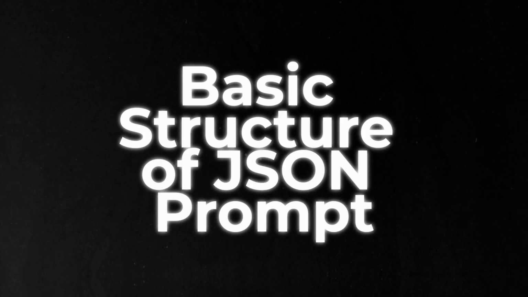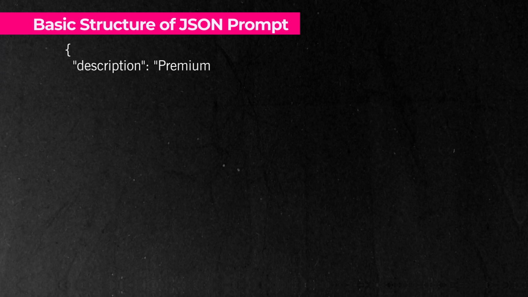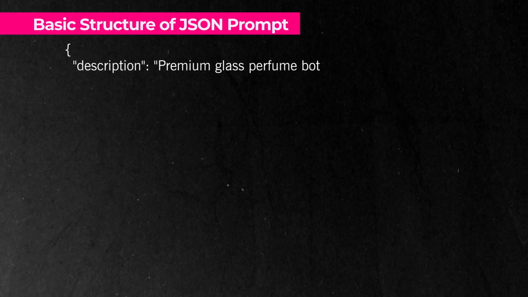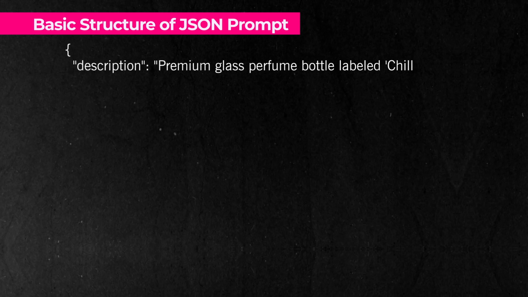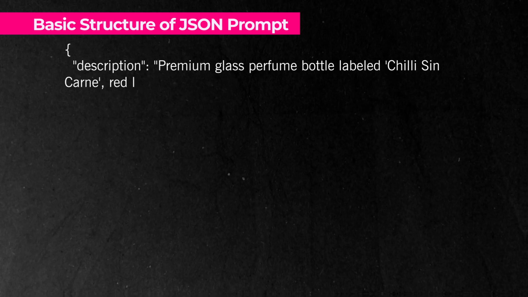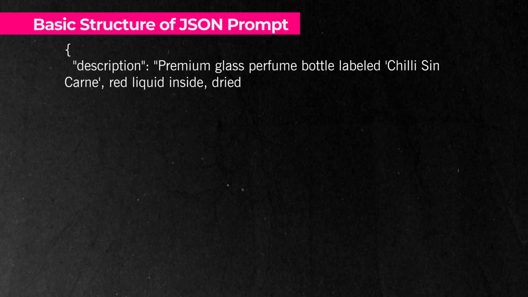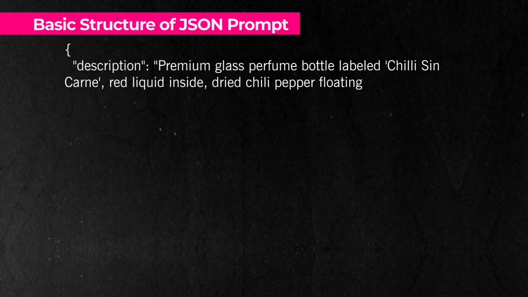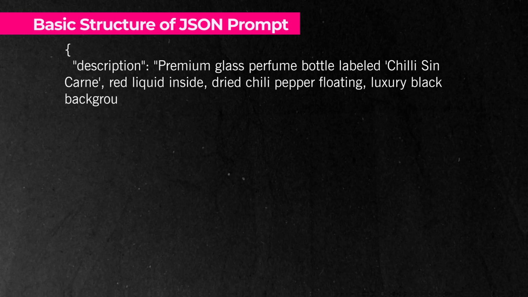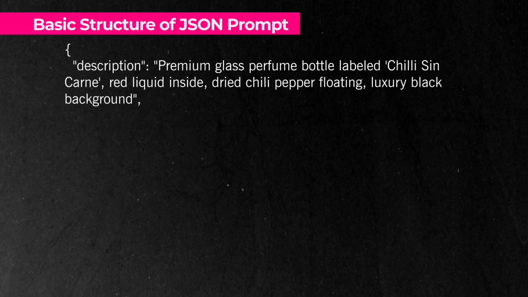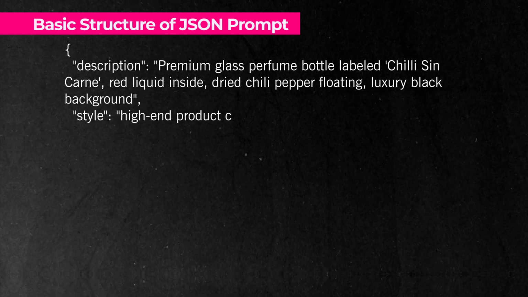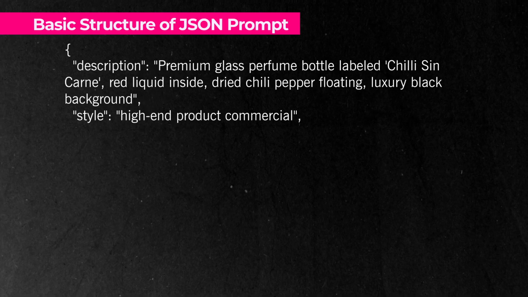Step 1. We define the base concept. Here, we start with the description saying to make a premium perfume bottle called Chilli sin Carne that has red liquid inside, some chilies floating, and has a luxurious black background. For the style, we can tell it to be luxurious and a cinematic commercial.